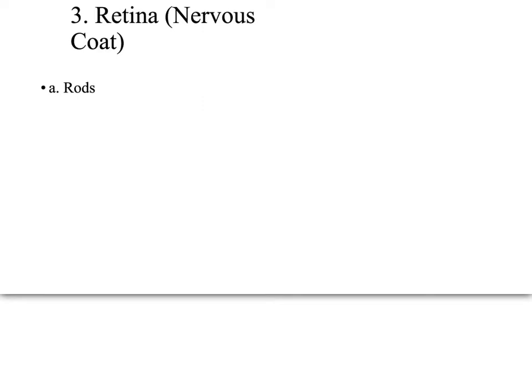Now on the rods, we mentioned that there's approximately 100 million of these scattered all over the retina, and its job is to just give the outline of an image if you're walking into a dark room, and also for peripheral vision, so you can see things that are off to the side.